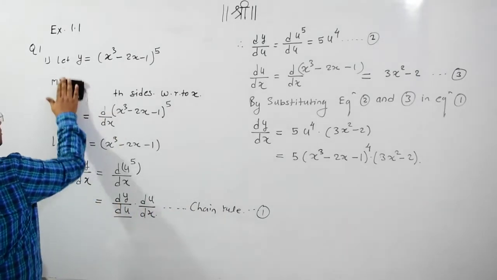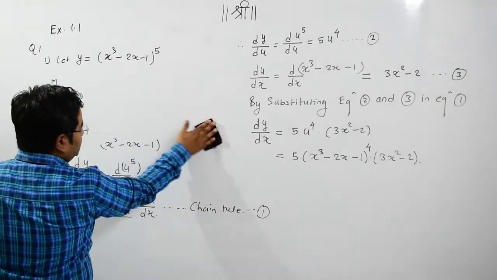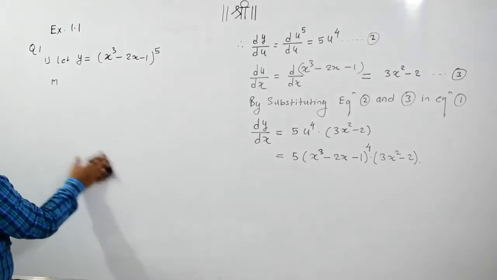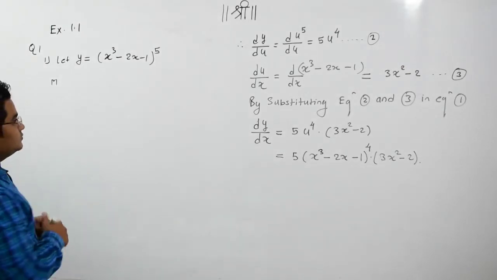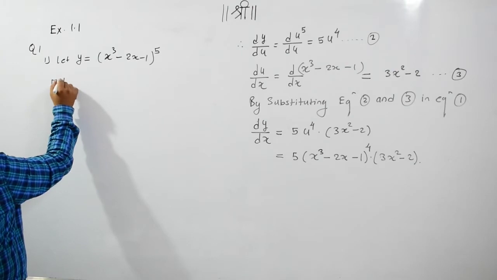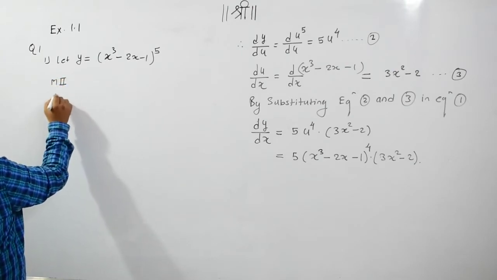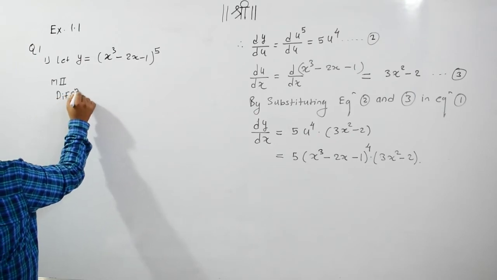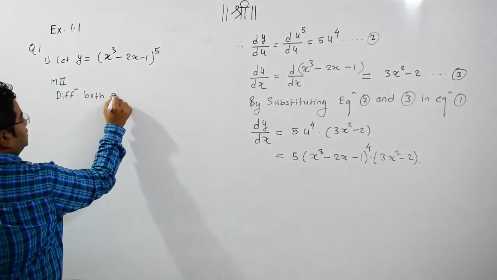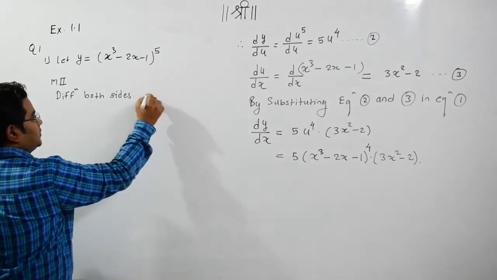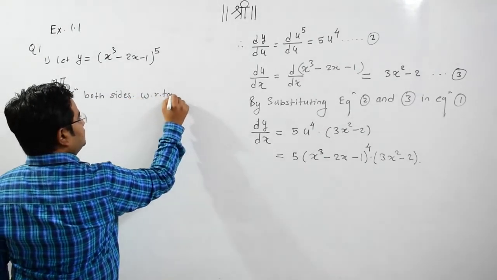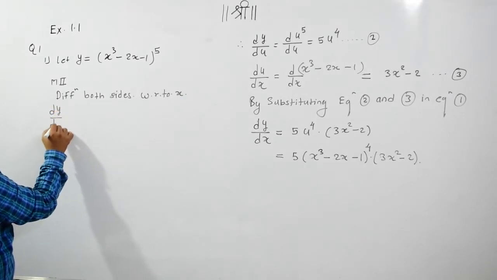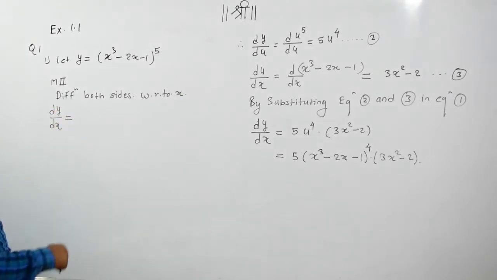So this was method number 1. Now let's move to method 2. So method 2 says something like this. Differentiating both sides, that's the common statement. Differentiating both sides with respect to x, what will happen? dy upon dx is equal to what?